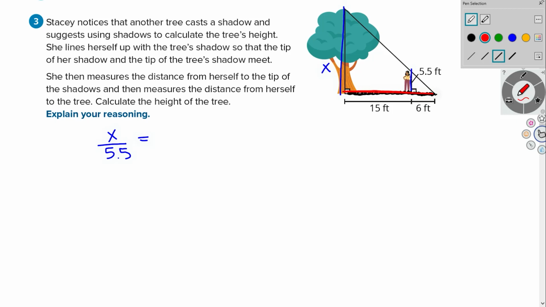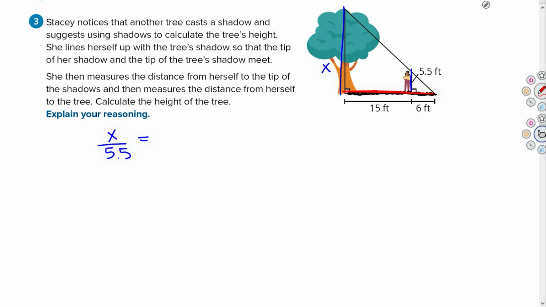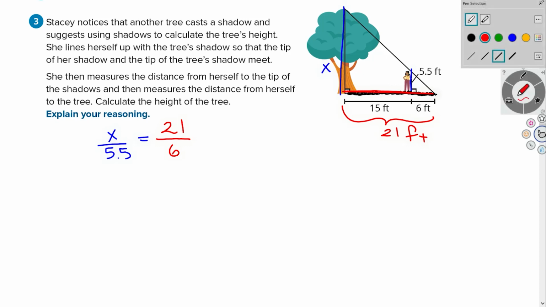I know it's tempting to use 15. It's a large number. It feels about like the right length. But it's actually not 15. This length is 21 feet. So 21 over, that's the length of the tree's shadow, to Stacy's shadow, which is 6 feet. Again, the most common mistake, that I brought up at the very beginning of this video, is that this length is often wrong. You want to use the 15, it's not 15.